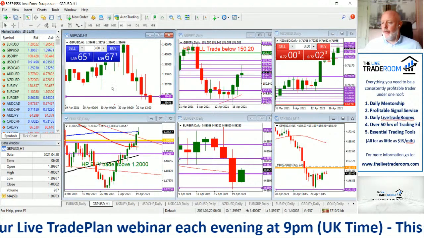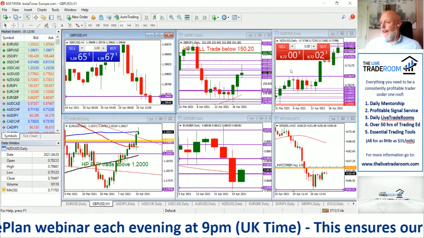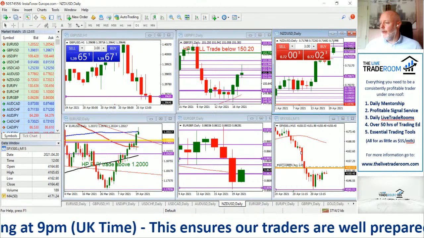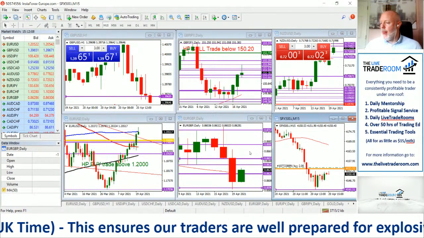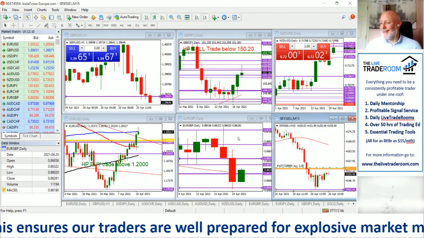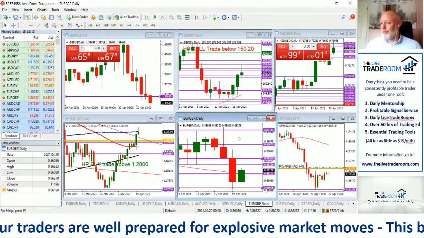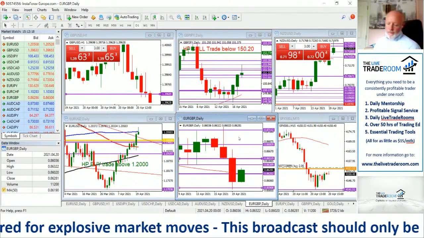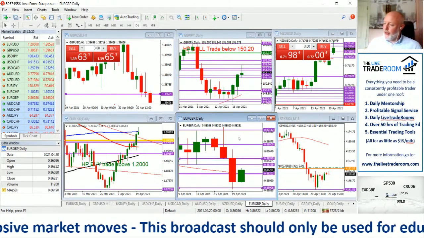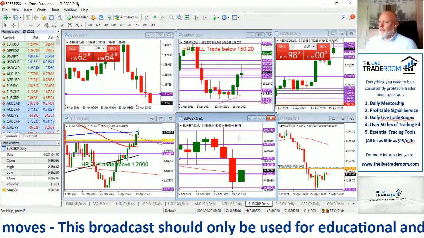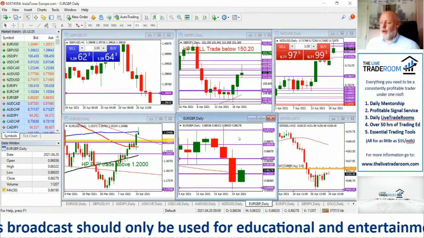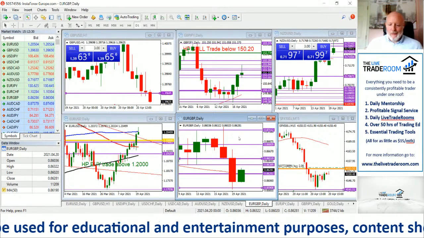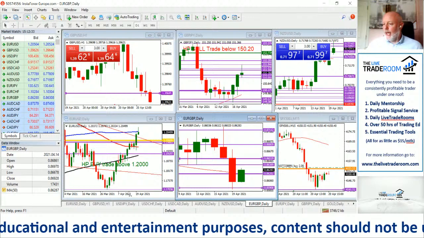Okay, so it looks like it's going to be a session of dollar strength. So last night we were looking for dollar weakness and pound strength, and we're getting the opposite. Now we're getting dollar strength and pound weakness. So that gives us a bit of a problem in these markets.